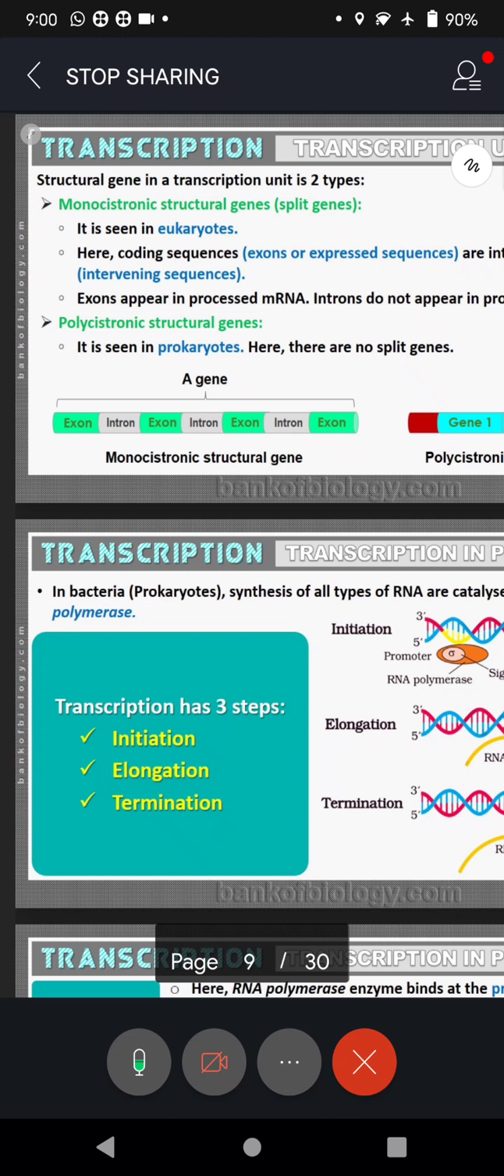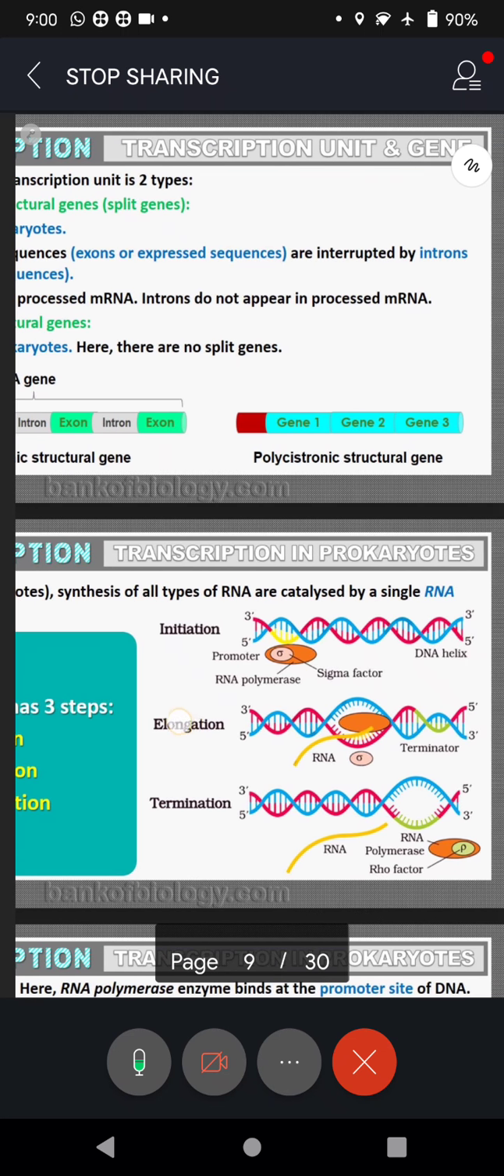Initiation, first step. Elongation, the chain gets elongated, and finally termination, closing. So transcription, the DNA to RNA process, has 3 steps in bacteria: initiation, elongation, termination. Now look at that initiation.